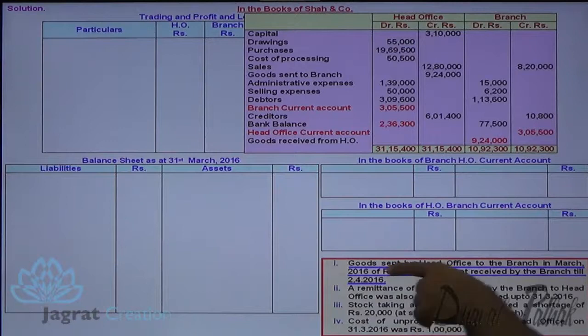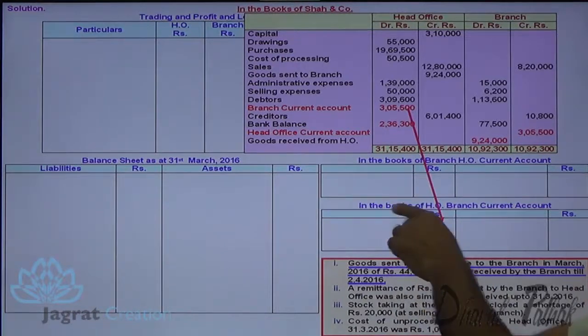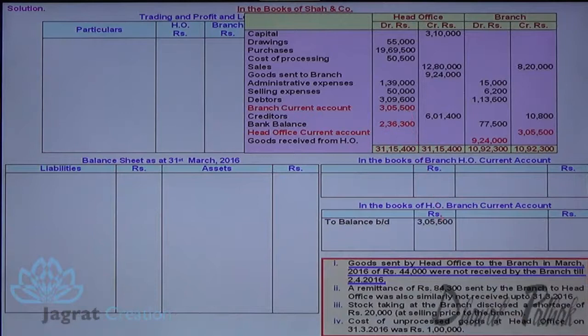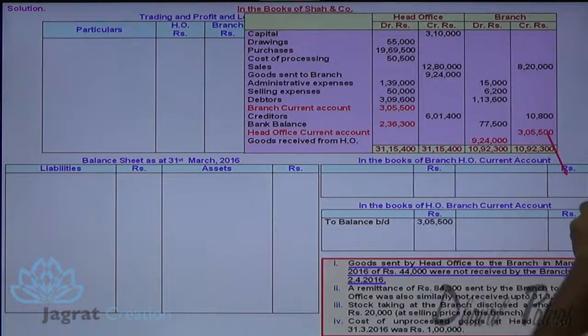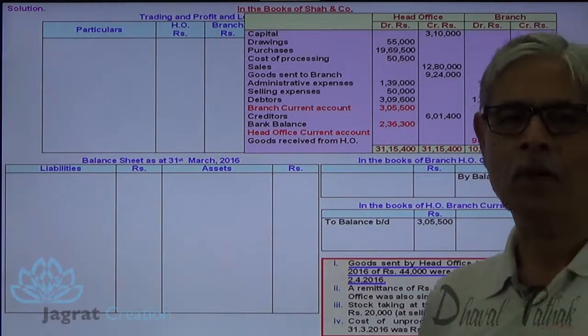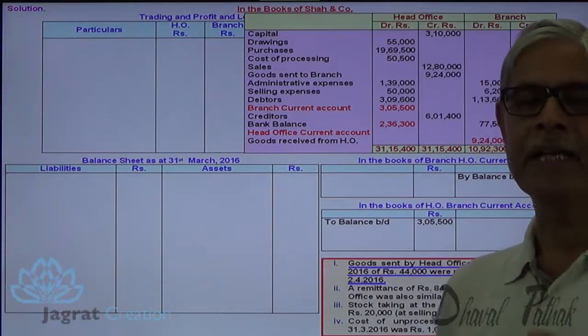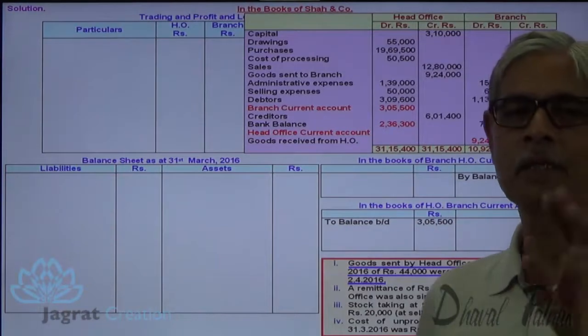Now, 44,000. See, goods in transit and cash in transit is already considered. In the books of HO, branch balance, debit balance, I write on the debit side balance brought down. Here I write down in the books of branch HO account, credit balance, 3,05,000. So this is how both the balances have agreed. To these balances, profit of the branch will be added, or adjustment entry for profit and branch will be recorded in this account at the end of the sum.